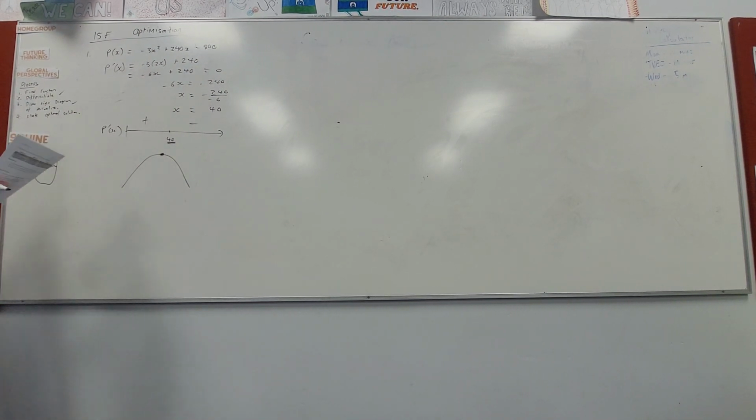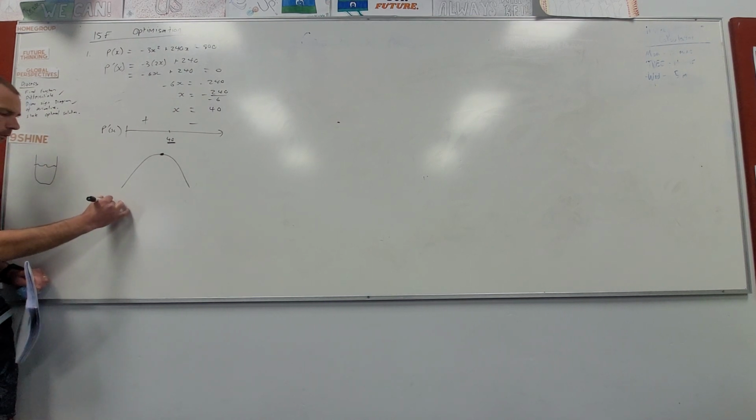So how many refrigerators should be made to maximize profits? We've done parts 1, 2, 3, we're up to 4, the optimal solution. 40 refrigerators.